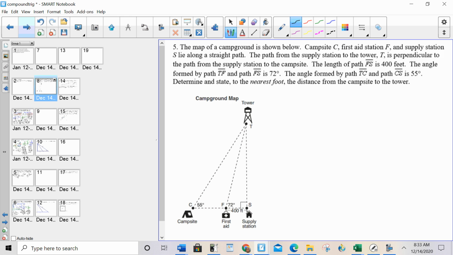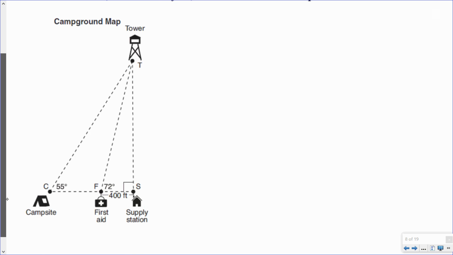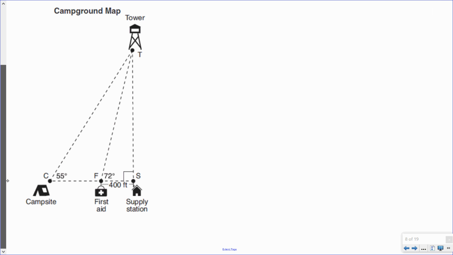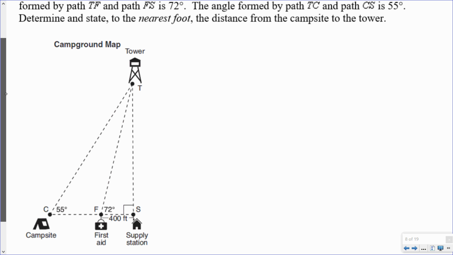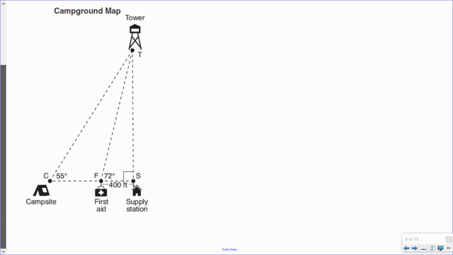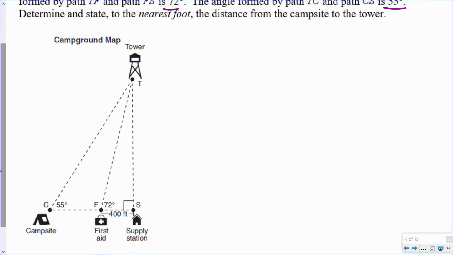So the good news in this problem is that it gave us a lot of information. It gave us a picture, and it looks like most of the information's in the picture already. The map of a campground is shown below. The length of FS is 400. That's in there already. The angle formed by TF and FS is 72. That's in there already. The angle formed by TC and CS is 55. That's in there already. Determine and state the distance from the campsite to the tower. Campsite to the tower is this right here.